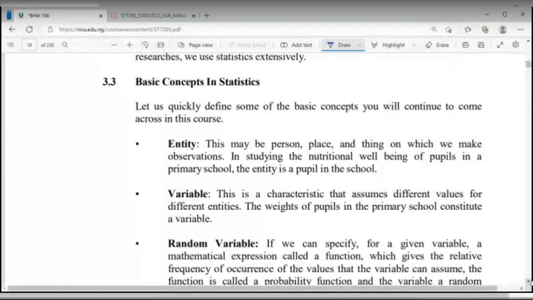Then we have variable. This is a characteristic that assumes different values for different entities. So variables take different numerical values. How do they call it variable? It varies. For example, if we say weight, your weight is not my weight. Okay, our weights are different. Because my weight is different from yours does not make my own weight a fraud. All right. Age is a variable because you have different ages for different people and different entities. Okay. Then furthermore, we have random variable.